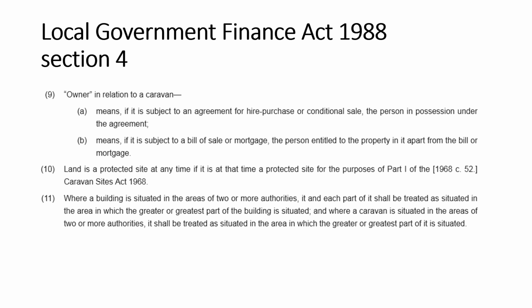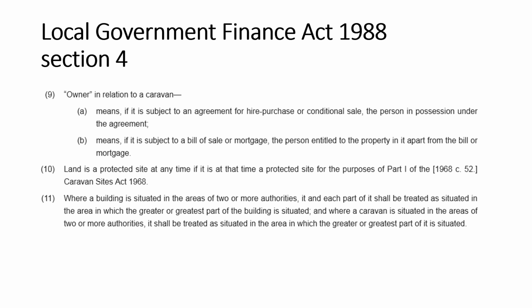But anyway, an owner in relation to a caravan is, subject to an agreement for hire, purchase, or conditional sale, the person in possession under the agreement. Well, because your caravan, if we want to call it that, is not for hire or for purchase or for conditional sale, that would give you an exemption. And then under B it means, if subject to a bill of sale or mortgage, the person entitled to the property in it apart from the bill or mortgage. And this goes back into what we were talking about earlier.